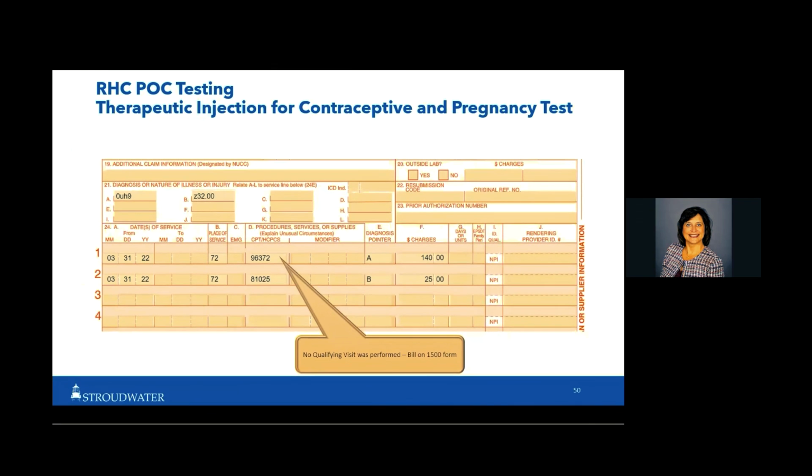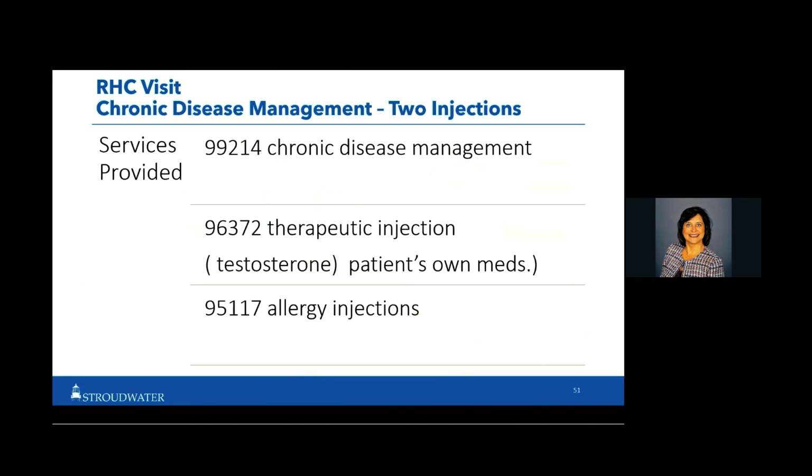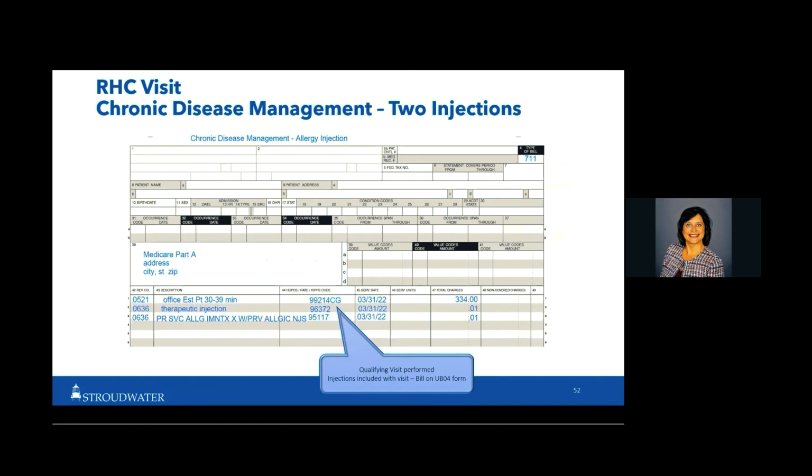Another example of chronic care. So if you have chronic care management where the patient came in and received 2 injections for it, you see the qualifying visit was billed and the injections are included in this. So in this case, when thinking about this, for the services that come in to your rural health clinic, you are paid an all-inclusive rate for the services.